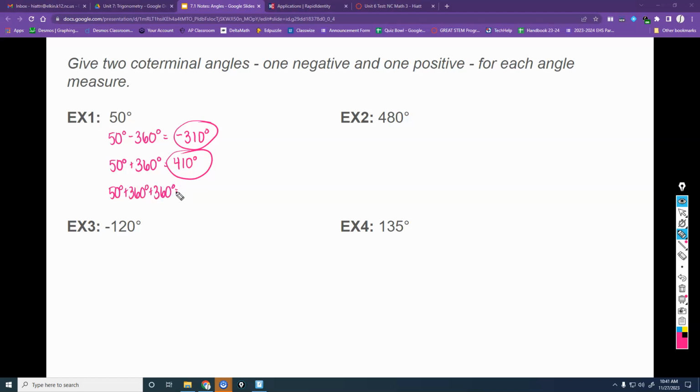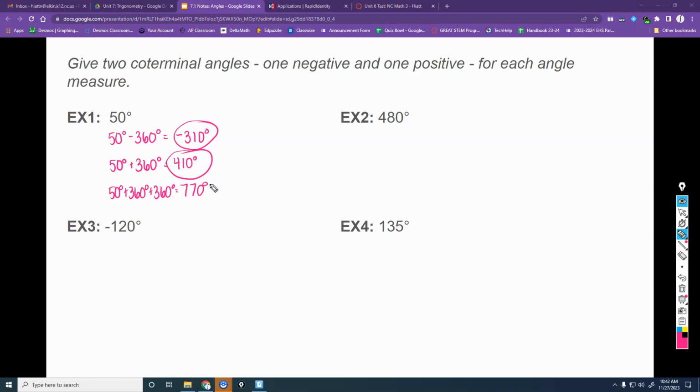Now, there's not really any point in doing that because you've already got your two answers that you have to have. But if I did 50 plus 360 plus 360, I'd get 770. Right? And I could keep doing that and get a lot of answers, but they only asked me for one positive and one negative.